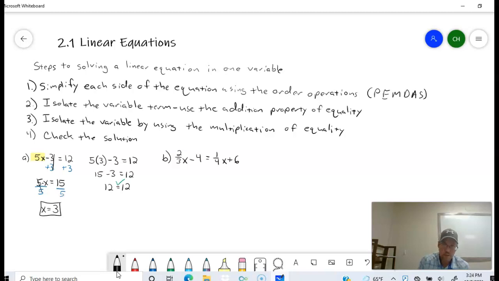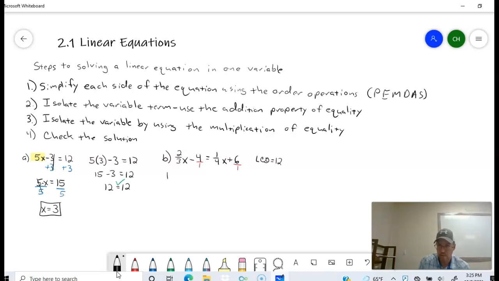All right? But we've learned how to clear those fractions out. If we don't like them, let's just get rid of them. What I need to do is multiply both sides by the least common denominator of all 4 terms. We need to remember that 4 is a fraction because it's 4 over 1. 6 is a fraction because it's 6 over 1. The common denominator between 3, 1, 4, and 1, the LCD, is equal to 12.